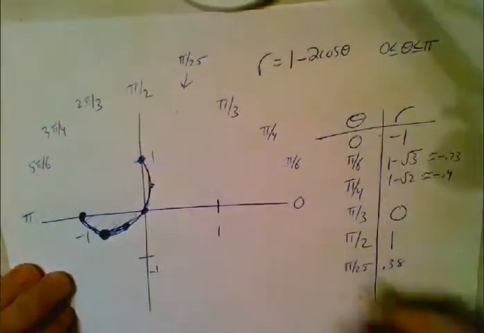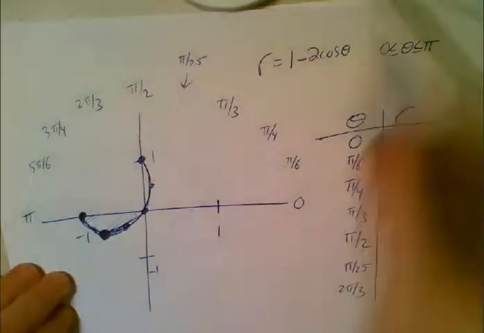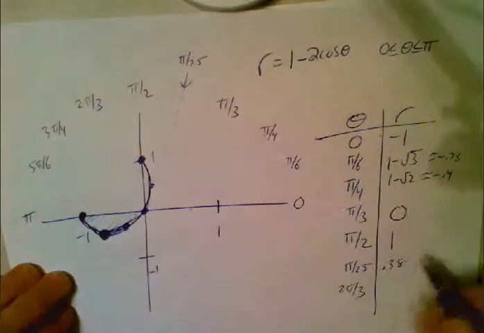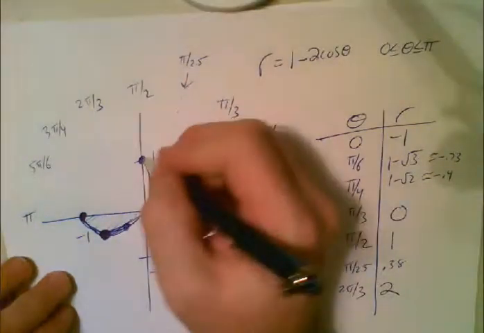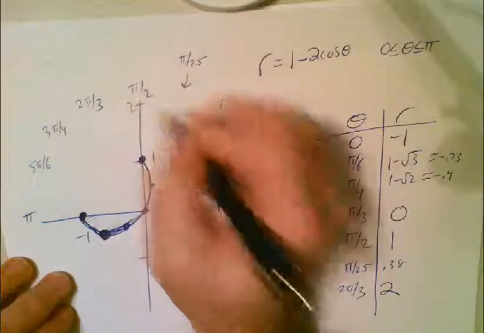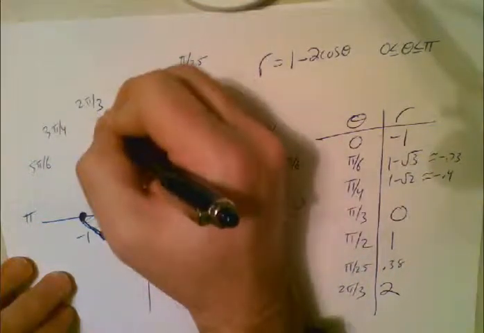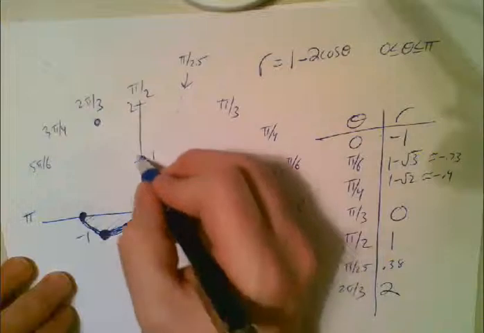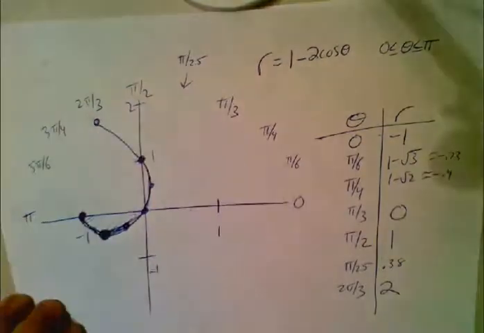Now let's just do all the regular ones. 2 pi over 3. Let's see, 2 pi over 3, that's negative a half. That makes this positive 1, so that's 2. So at 2 pi over 3, let's see if 1's here. Let's say 2's here, so maybe here. Because remember, it's a circle here.